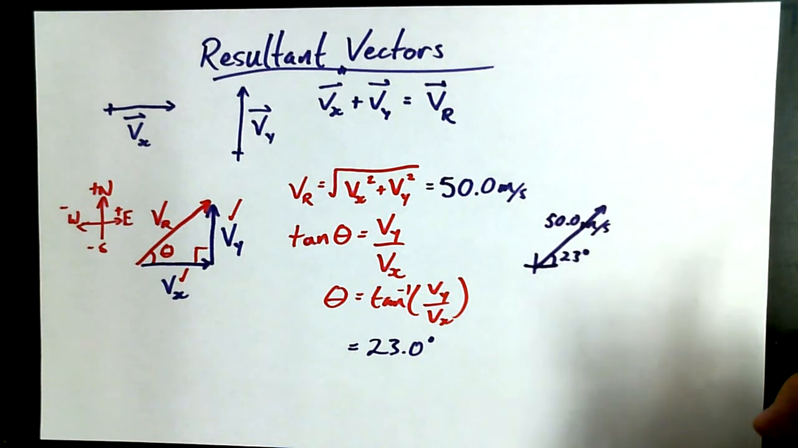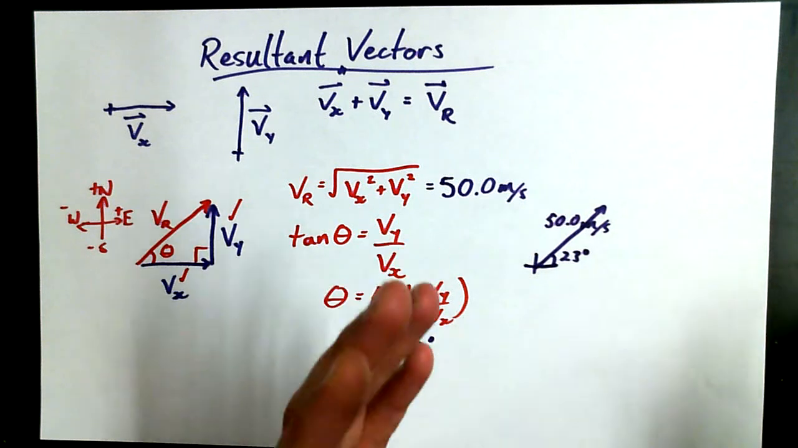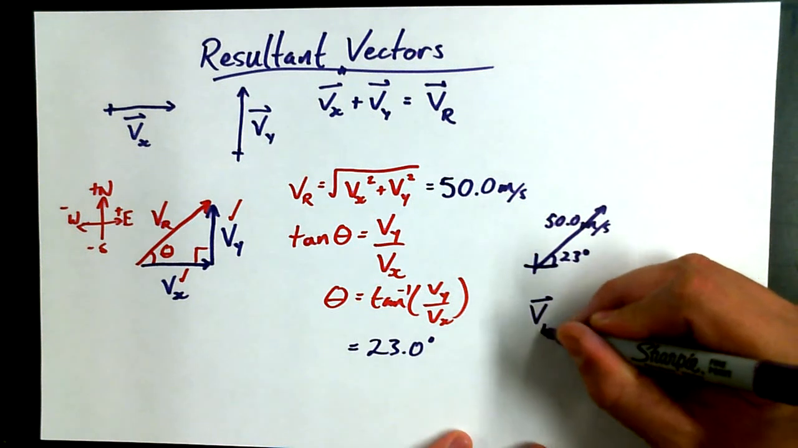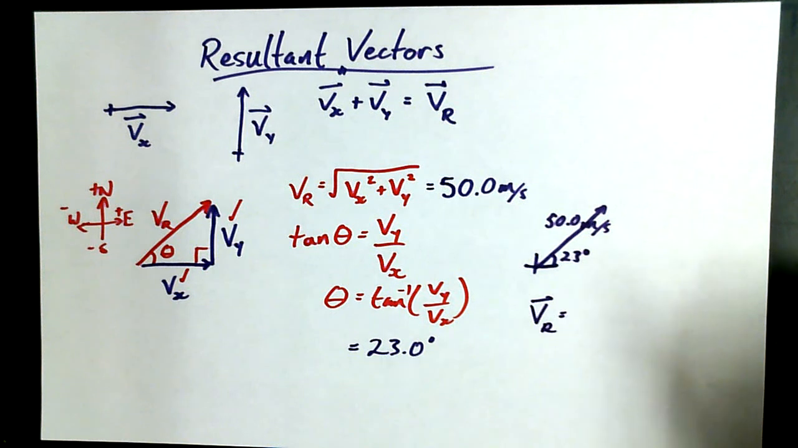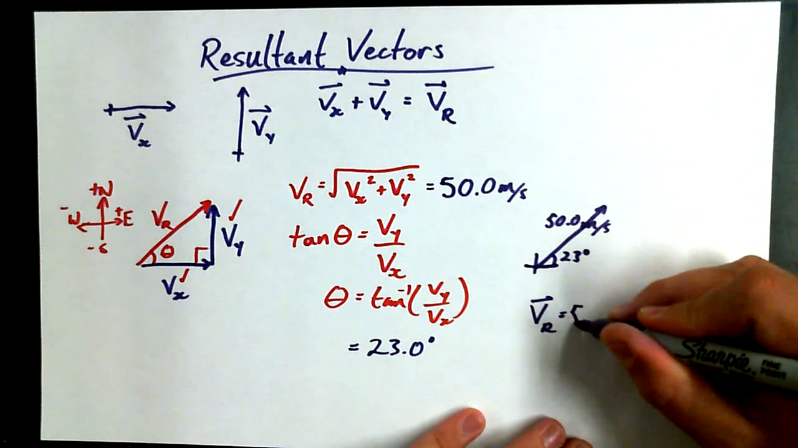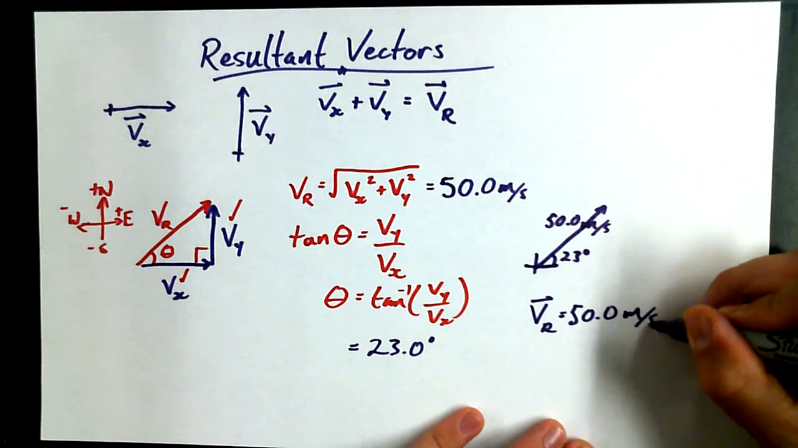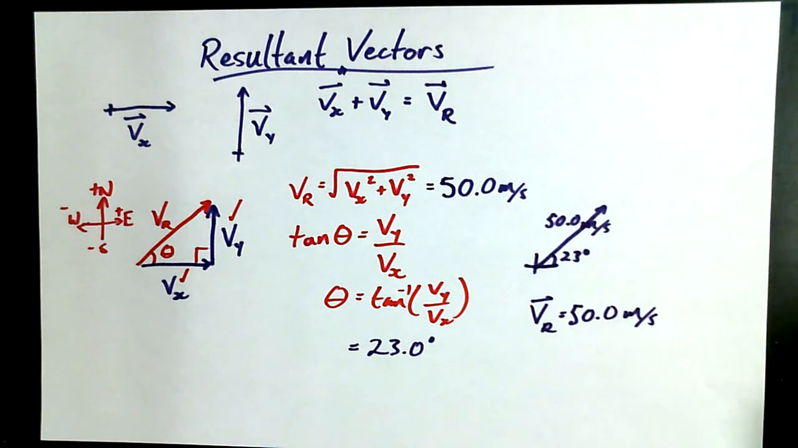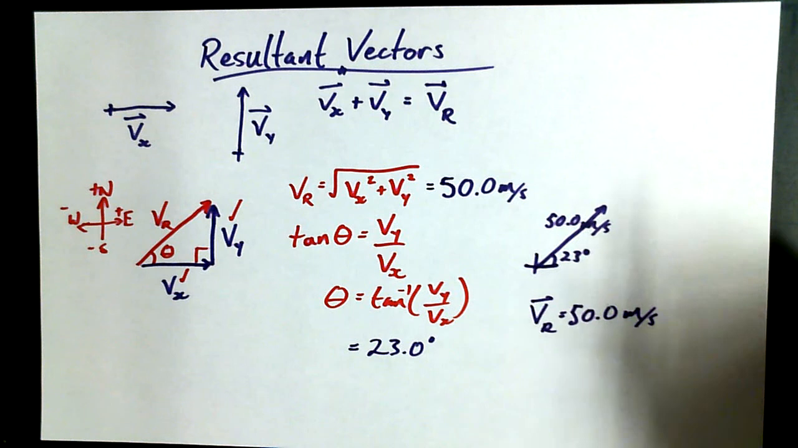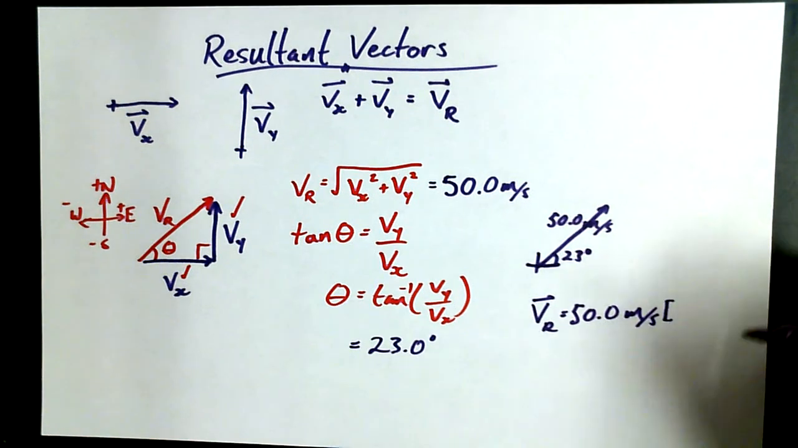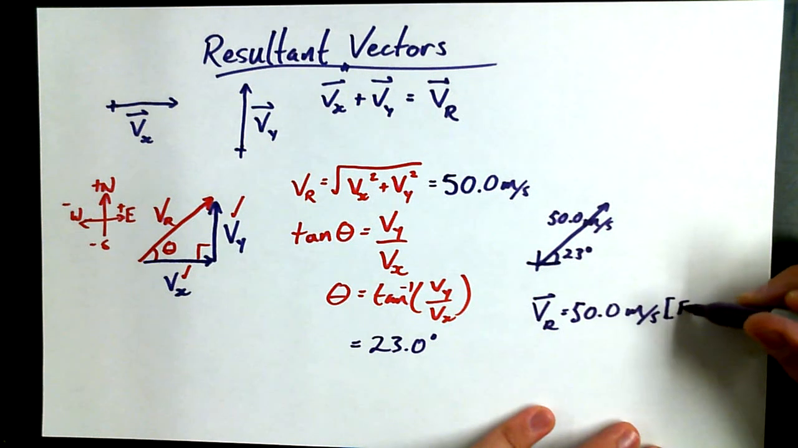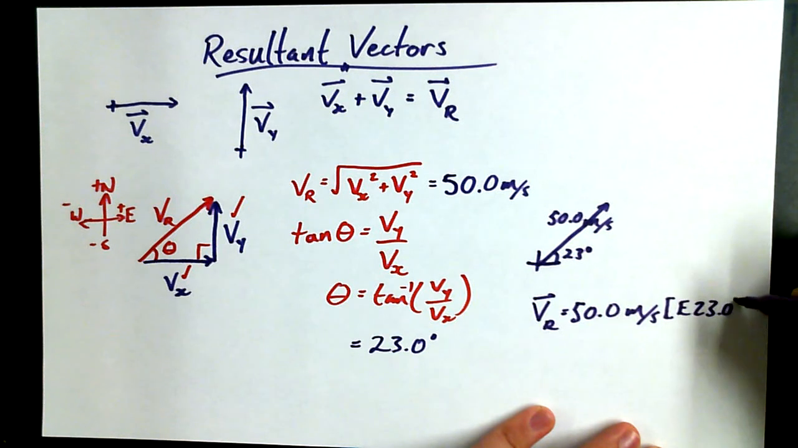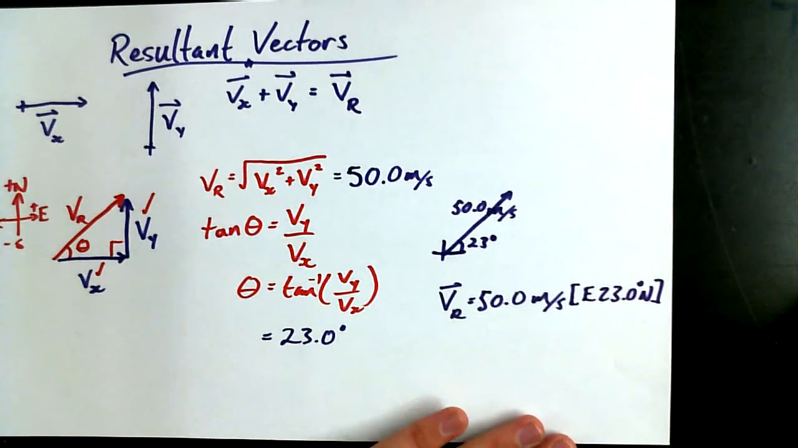And if somebody wanted to indicate the true vector, resultant vector, that is v with the arrow over top, resultant velocity, I'd write 50.0 meters per second. And then how would I indicate the direction? Starting off obviously with a square bracket, but then what would I do? I like it. East, 23.0 degrees north.